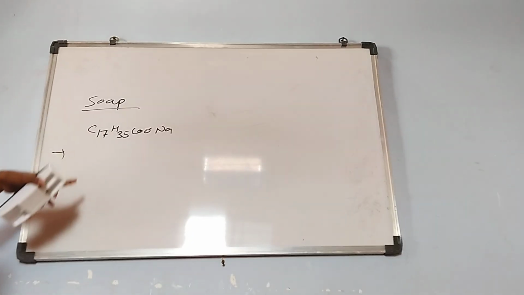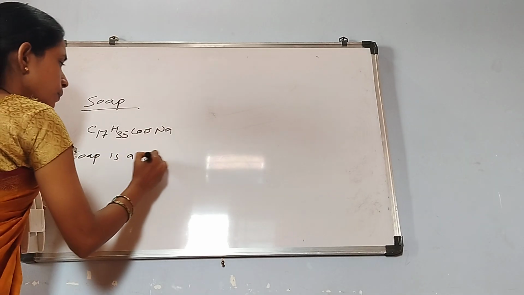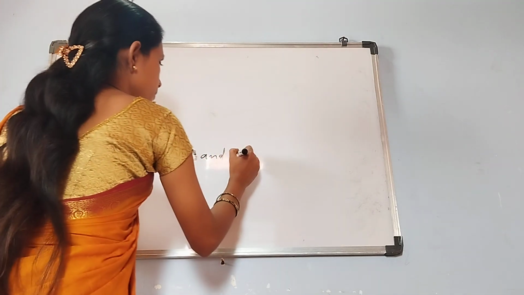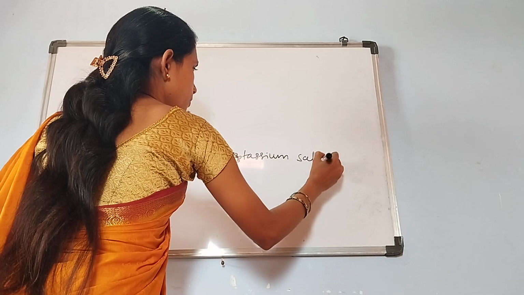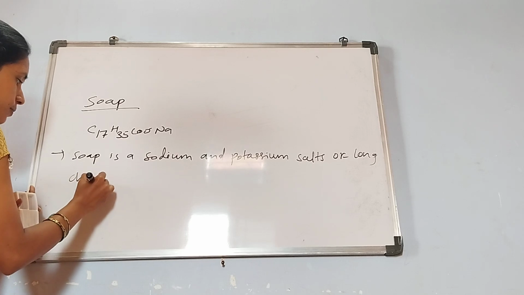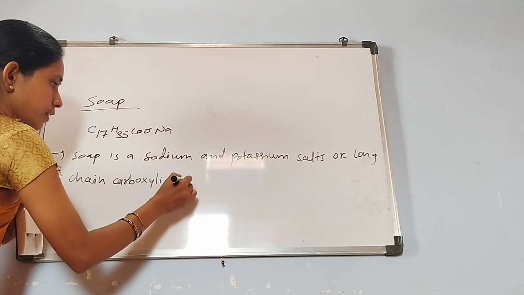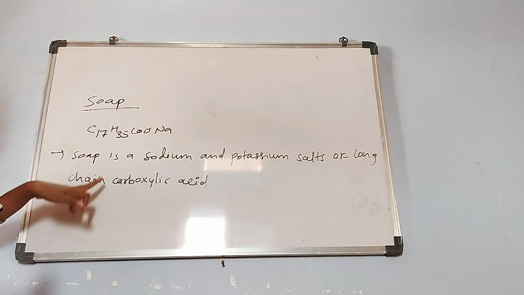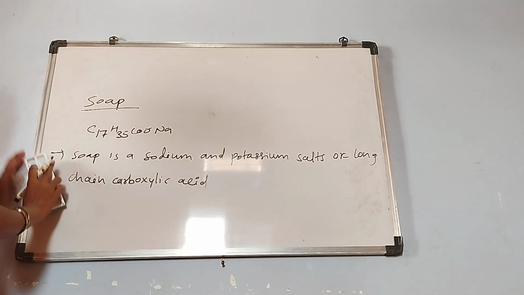Okay, so what is the definition of soap? Soap is a sodium and potassium salt of a long chain carboxylic acid. Okay, so soap is a sodium and potassium salt of a long chain carboxylic acid. We call it soap. This is the definition of soap.